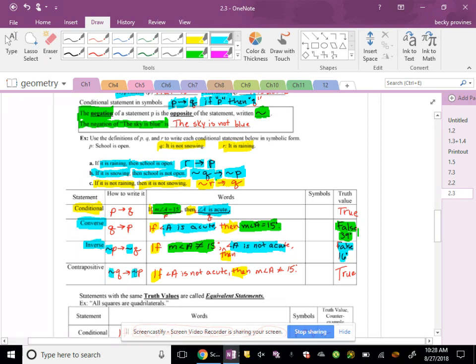Notice the negation is still there. So again, I'm trying to color code this for you. Notice the blue part is back in front again. So we're going to say if angle A is not acute, then angle A doesn't equal 15. So what you're saying, if it's not acute, which means as long as it's not between 1 and 89, then it doesn't equal 15. Well, that's true. So I labeled it true.